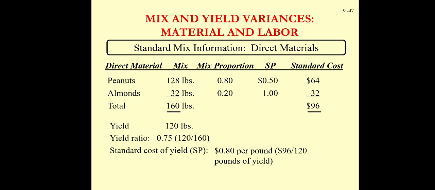How to get the 80 cents per pound? $96 of the standard cost divided by the 120 pounds of yield. So lbs is pronounced as pounds, I think. Okay, pounds.